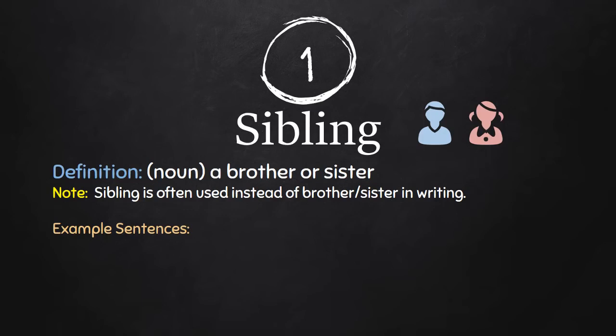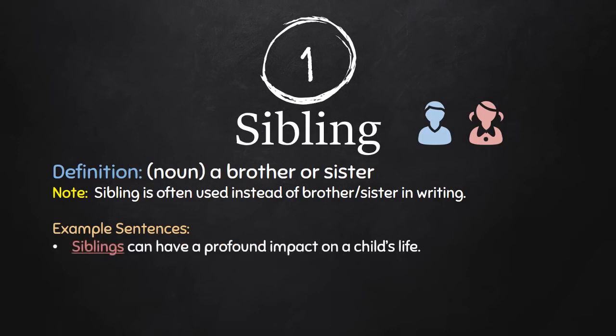Let's look at word number 1, sibling. The definition is a brother or sister. This is quite simple, right? Sibling, as is noted, is often used instead of brother or sister in writing. It's also used that way in speech. Let's take a look at some example sentences. First, siblings can have a profound impact on a child's life. So brothers and sisters can have a profound impact on a child's life. And profound means big.